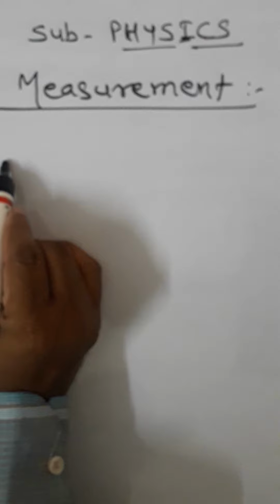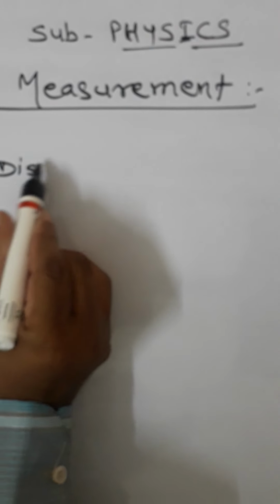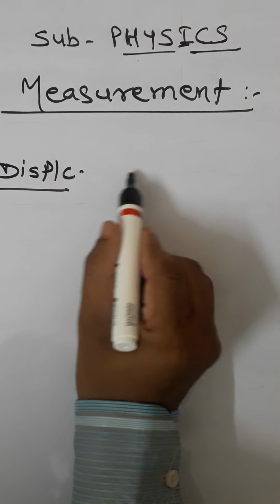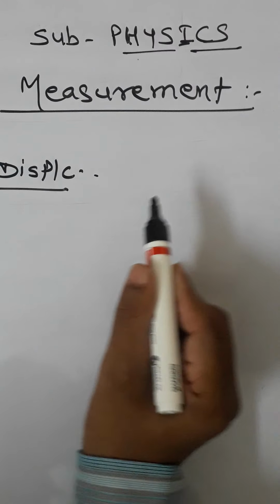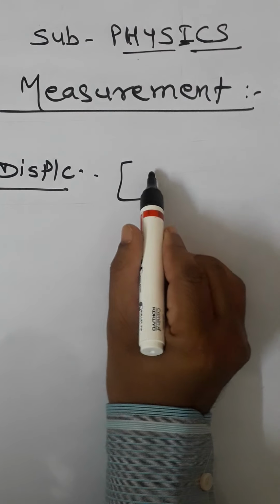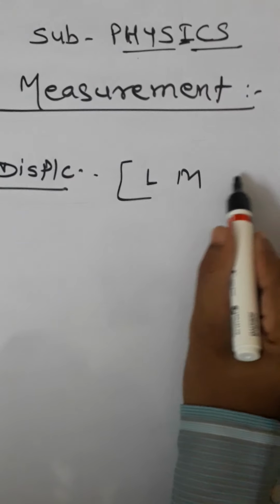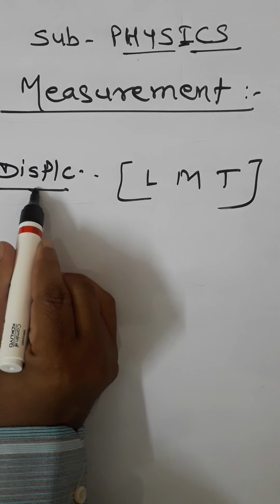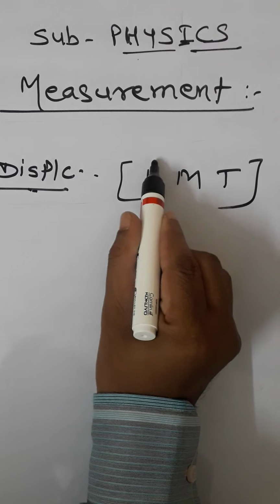Suppose the displacement. Displacement is nothing but the distance measured in a given direction. Then the fundamental quantities are L, M, and T. Then the powers of that fundamental quantity are raised in such a way as to obtain the unit of that physical quantity. Therefore, displacement is nothing but length.